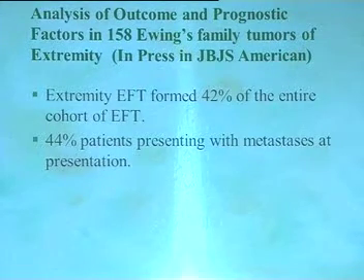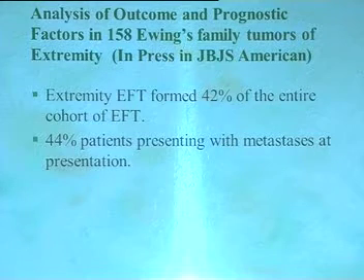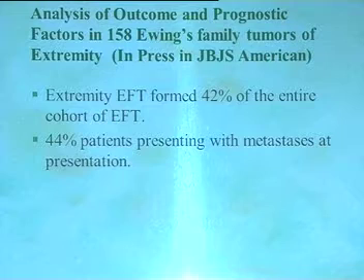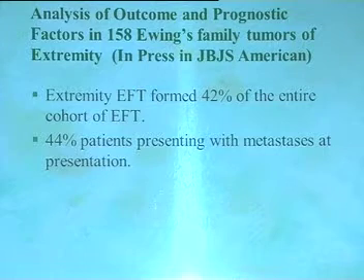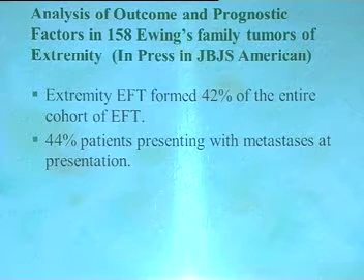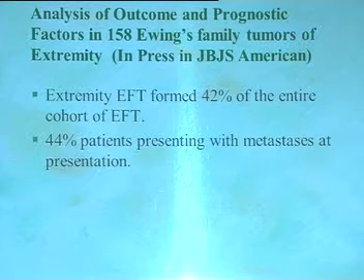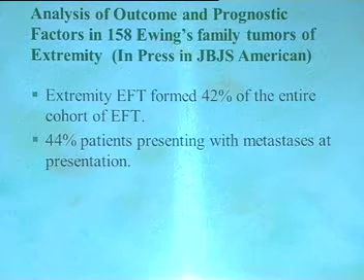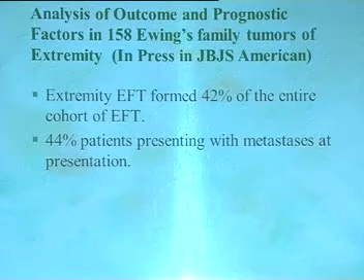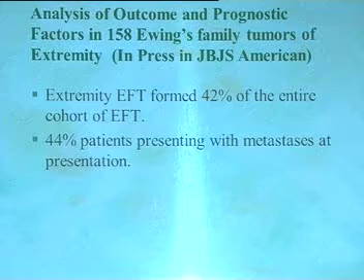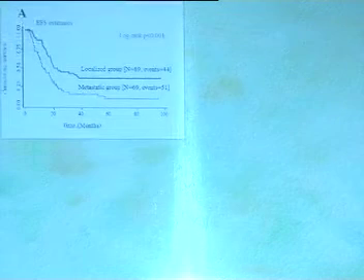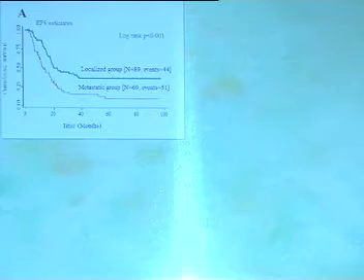We have recently analyzed our data of extremity Ewing sarcoma of 158 patients, and this is in press in the Journal of Bone and Joint Surgery American. Our data was that of the entire Ewing sarcoma family tumors, 42% were extremity Ewings, and 44% of the extremity Ewings were metastatic at presentation. Clearly, the localized group did better than the metastatic group.